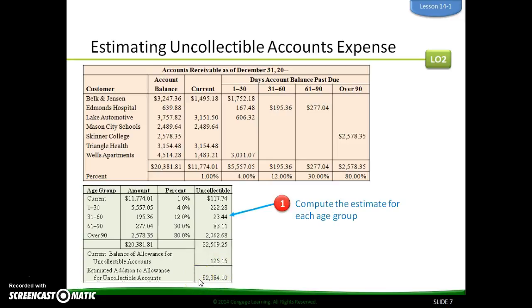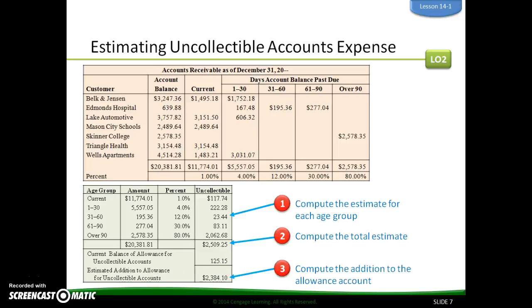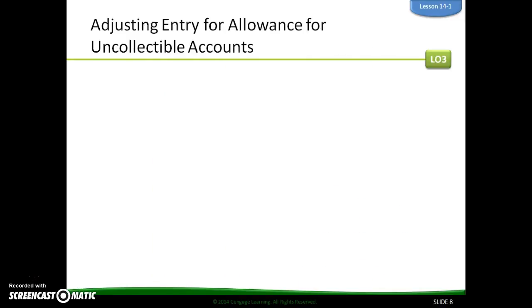Okay, so you compute what you're going to say for each age group, get the total estimate, and then figure out what do I have to add to that contra account so that I'm posting the right amount. So here's how we would do an adjusting entry to allow for the uncollectible.